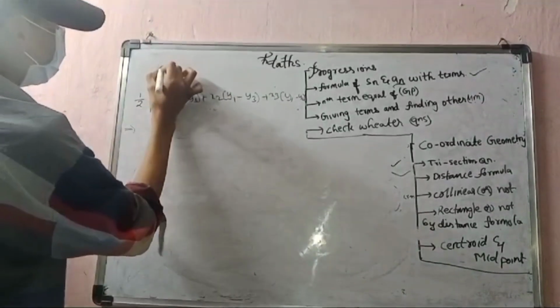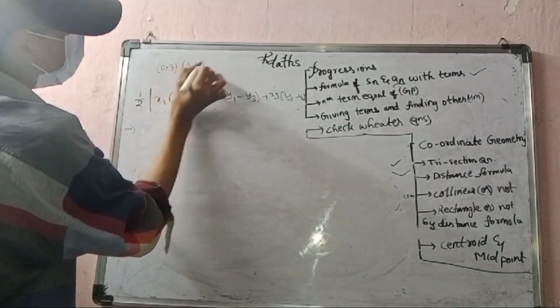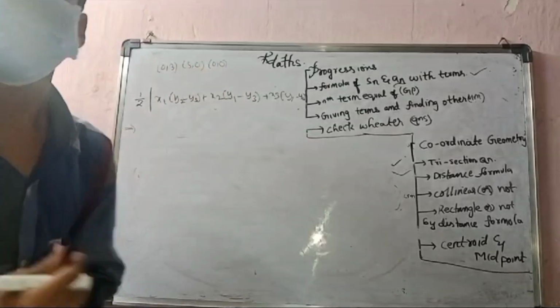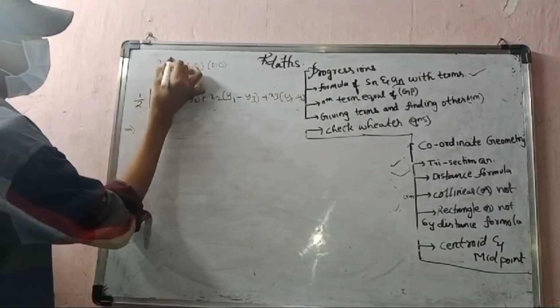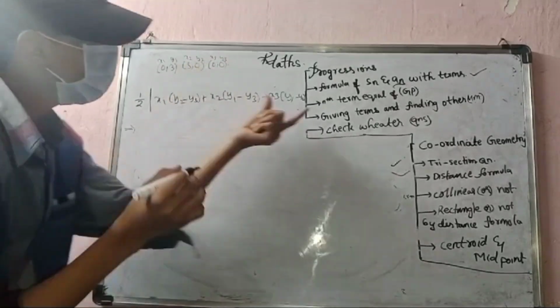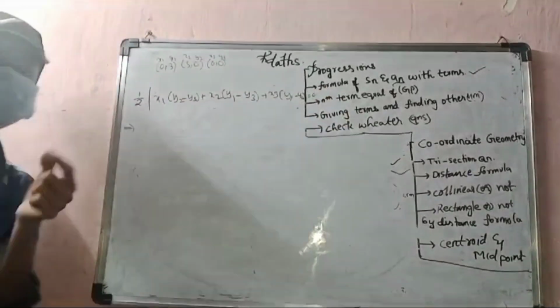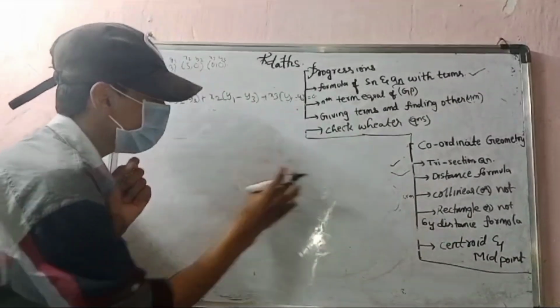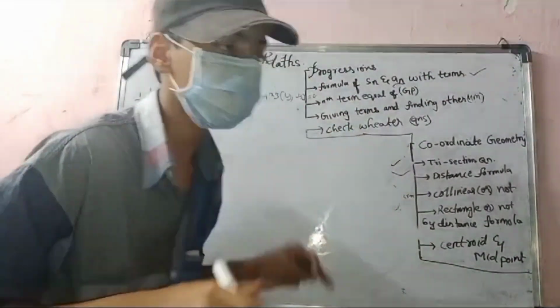Now some give points 0 comma 3, 3 comma 0, 0 comma 0. Are these collinear or not? We should check. Now this is x1 y1, x2 y2, x3 y3. So this is the whole triangle formula for finding collinear. It should equal 0. If the answer we get equals 0, then it is collinear. If it is not equal to 0, then it is not collinear.